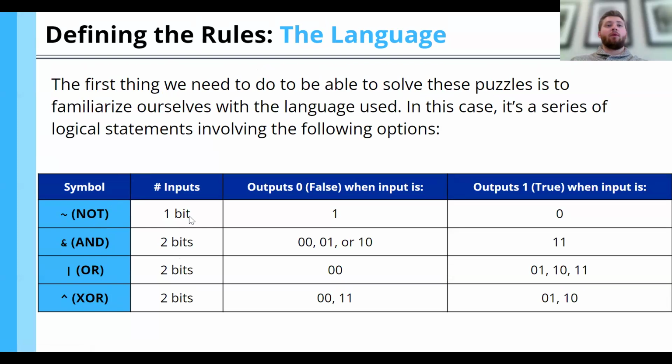So the inputs here are going to be 1 bit for not, 2 bits for and, 2 bits for or, and so on. For not, output false when the input is 1, output true when the input is 0. For and, it's 2 qubits. So false when the input is 0, 0, 0, 1, 1, 0, true when it's 1, 1, and so on. You can see that we have a specific language here that we're trying to code into bits. And so all the outputs will tell us whether or not something is false or true.